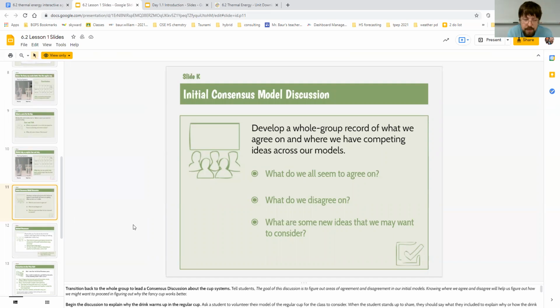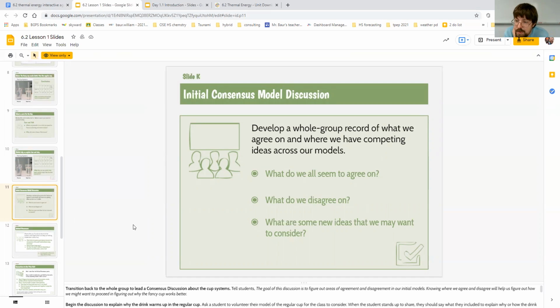So students have now looked at their data, and they've made a model, a drawing of how they think it works. And now we're going to try to come up with a class model and a class drawing.